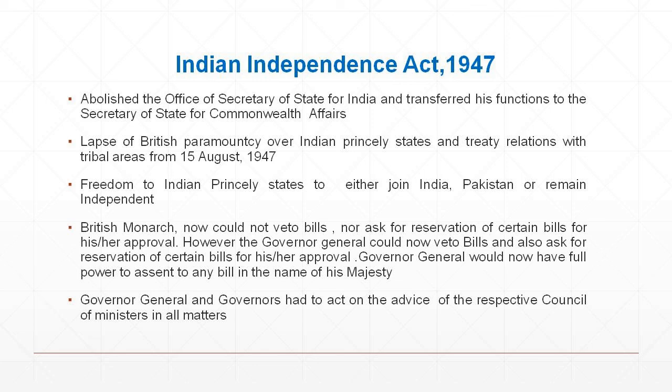But this right was reserved for the Governor General. The Governor General would have full power to assent to any bill in the name of His Majesty. So the British monarch loses his right to veto bills, and in turn loses all his control. But the Governor General still has some control.